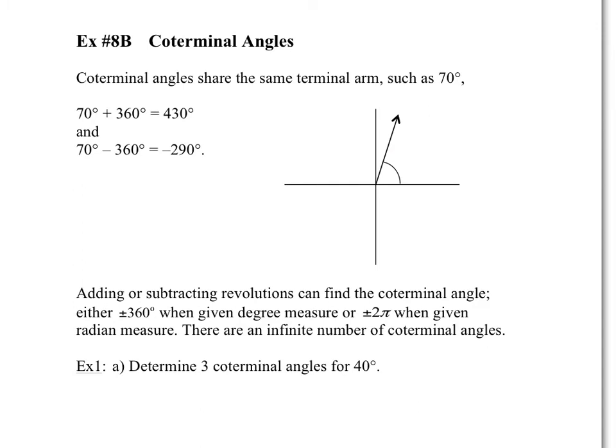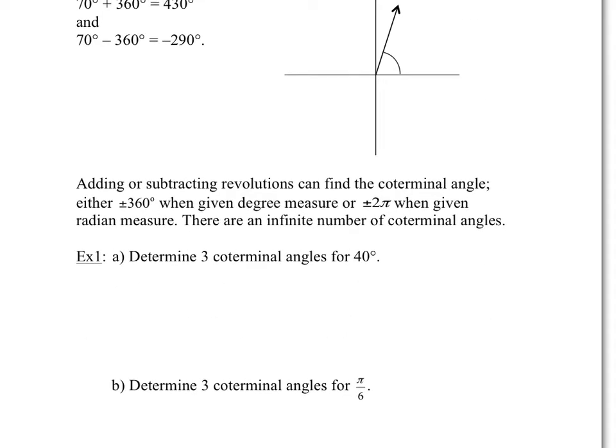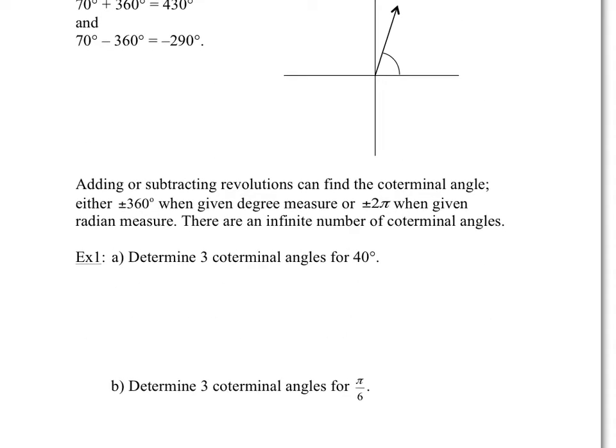You could also go in the negative direction. If I started here on the positive x-axis and went this direction, this would be 70 degrees, so this total would be 290. Negative 290 degrees would also be a coterminal angle. The way you could calculate that, you start at 70 degrees and you subtract a rotation. So you could add rotations, you could subtract rotations, all of those are coterminal angles of 70 degrees. And you can add those an infinite amount of times and you would still have a coterminal angle. So adding and subtracting revolutions can find the coterminal angle.